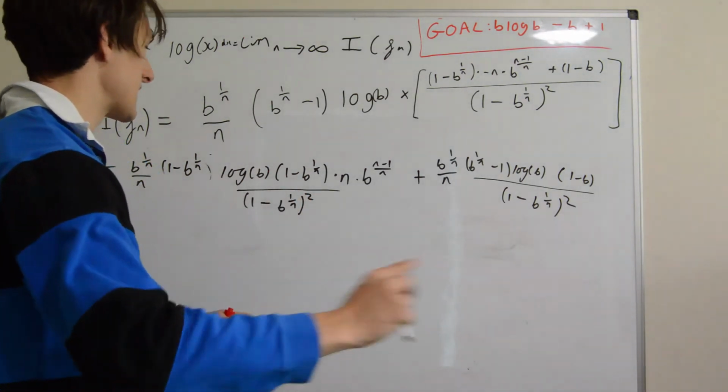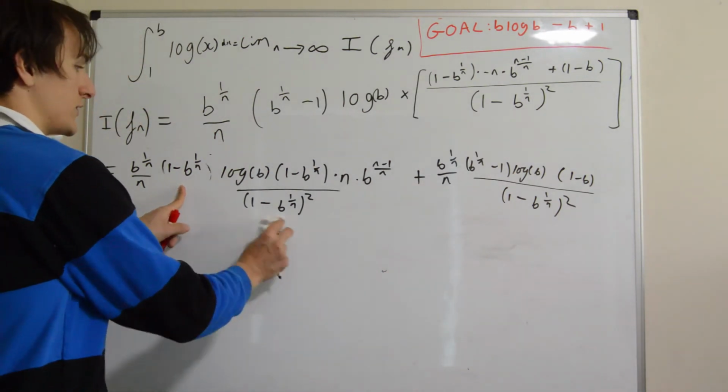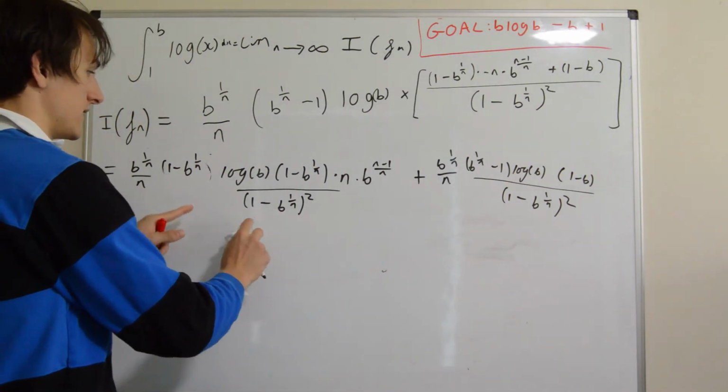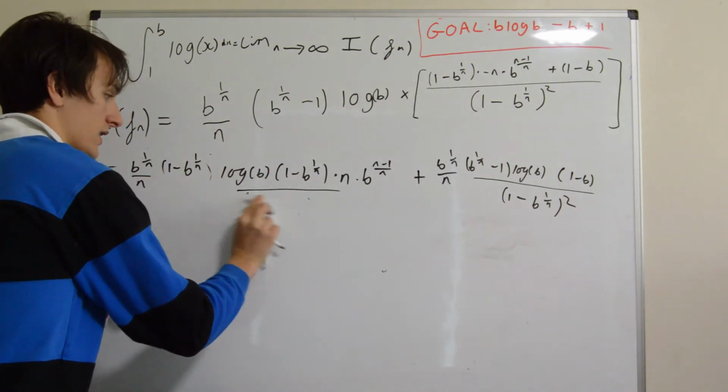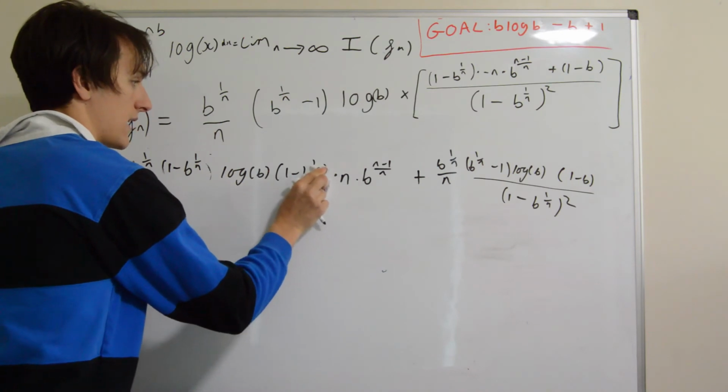So now let's do some cancellations. On the denominator, this denominator is going to cancel with this bracket times this bracket. So I can literally just rub that out.